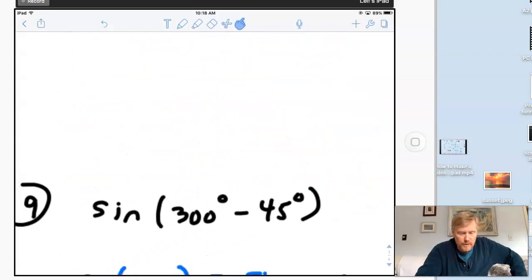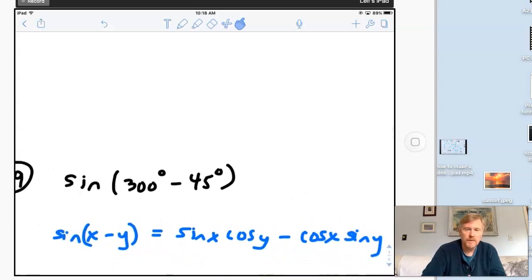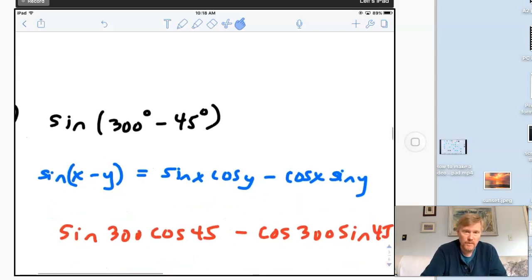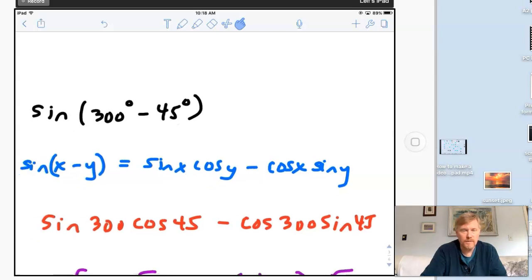Number 9. So 300 minus 45. So this one, we have something that's not in the first quadrant. So we're just going to have to keep an eye on the positives and negatives. That's really the big difference between this one and some of the other ones. So I'm using the same thing, the sine formula with the subtractions, which means I've got sine x cosine y minus cosine x sine y, all right? And now I plug in the 300 and the 45 for x and y, and I get this here. All I do is plug in the numbers.